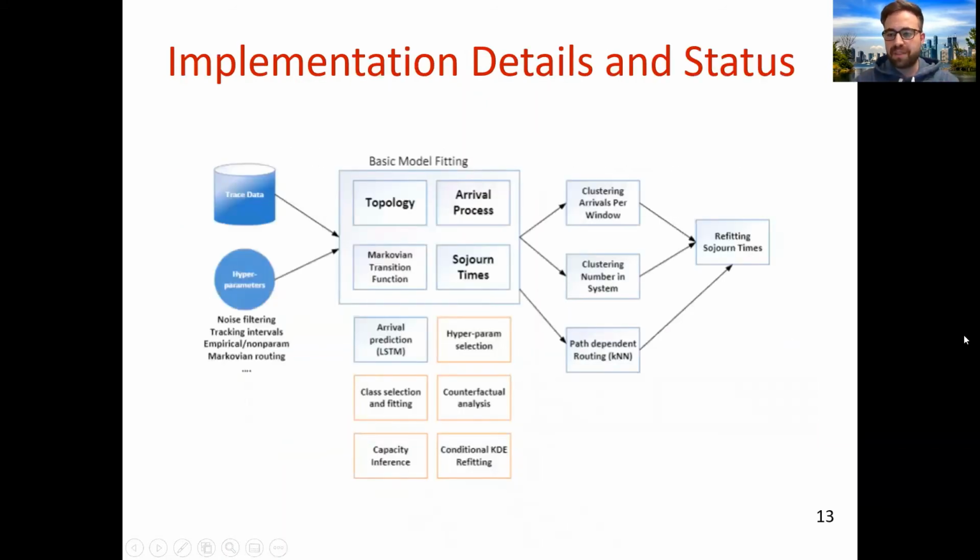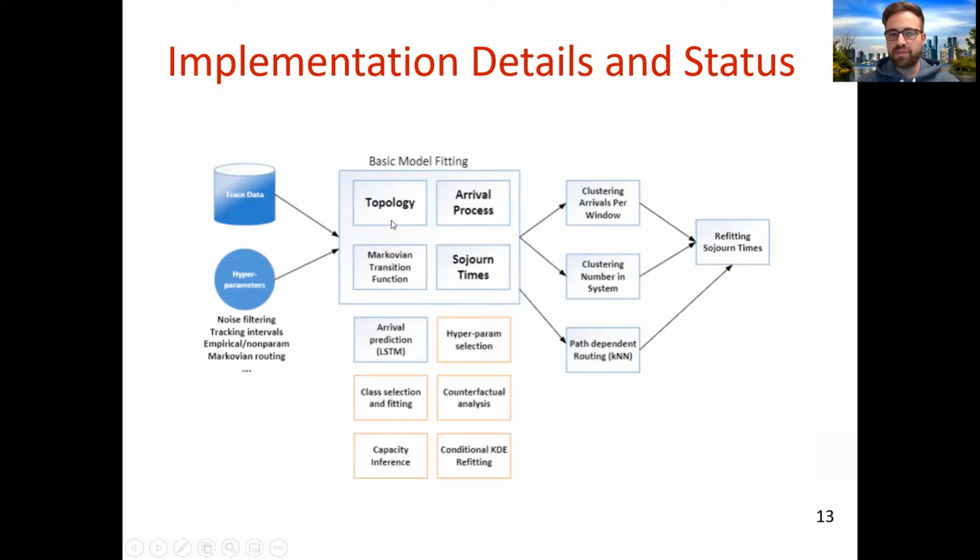So a bit about the implementation. Basically, our current algorithm or approach takes trace data or event data, as I told you before, with missing information, and takes certain hyperparameters. For example, noise filtering, because we may want to filter some of the infrequent activities. We have additional hyperparameters that I do not have time to go into their details. And we're performing a basic model fitting. This is a step one model fitting.